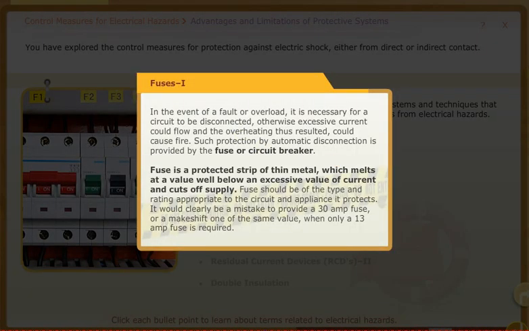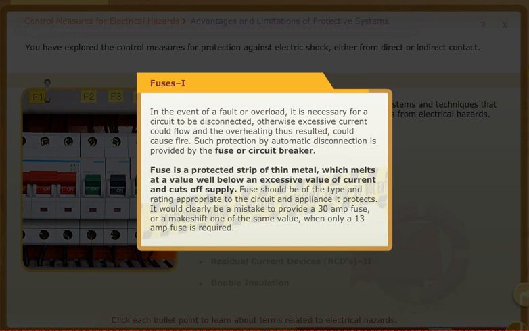Fuses 1. In the event of a fault or overload, it is necessary for a circuit to be disconnected. Otherwise, excessive current could flow and the overheating thus resulted could cause fire. Such protection by automatic disconnection is provided by the fuse or circuit breaker. Fuse is a protected strip of thin metal which melts at a value well below an excessive value of current and cuts off supply.